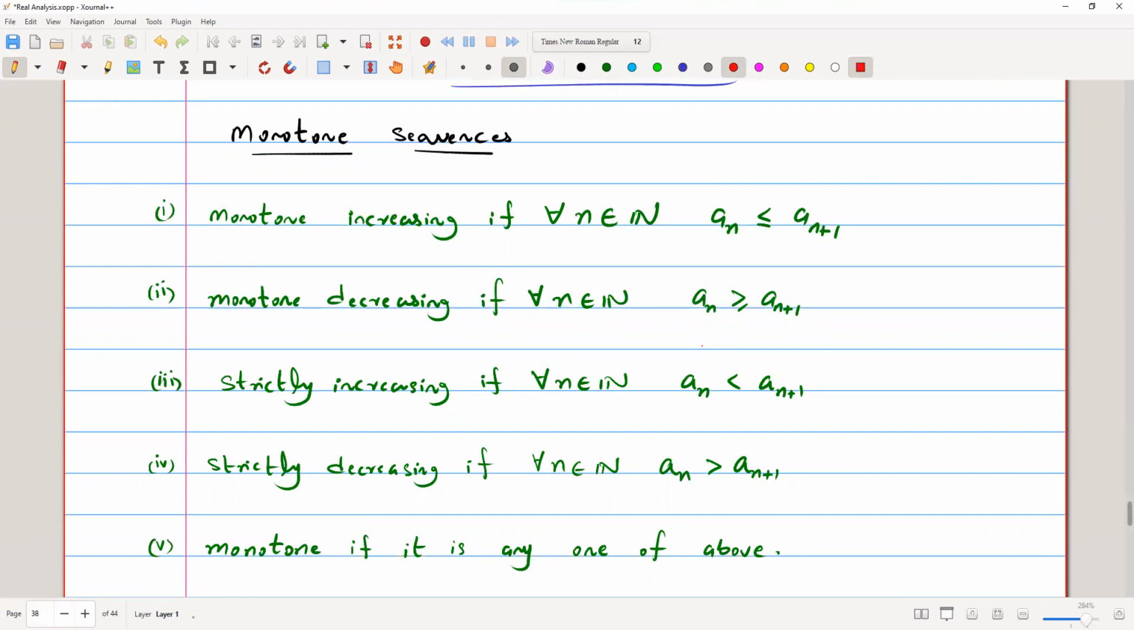So monotone sequences are of these kinds, that is monotone increasing, which means that for all n belongs to N, if the number an is less than or equal to an plus 1, then we say that this is a monotone increasing sequence. For instance, if I have this sequence 1, 2, 3, 4, 5, this is a monotone increasing sequence, as we can see that 1 is less than 2, 2 is less than 3, 3 is less than 4.